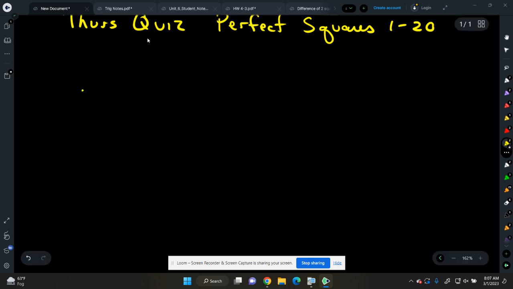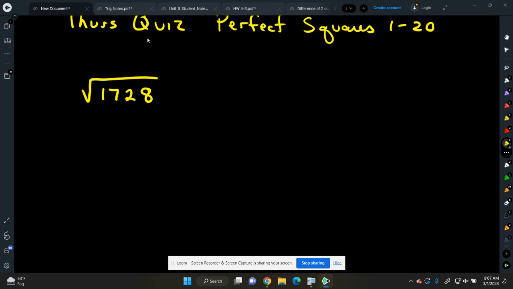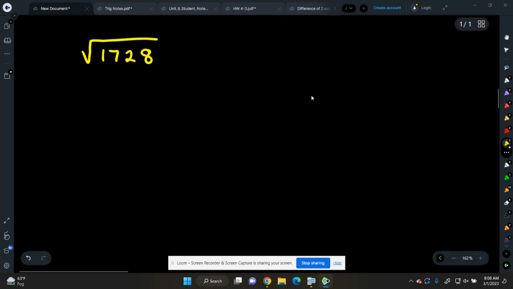So first off, the assignment said to simplify and to leave your answer in radical form. So that means I don't want decimal answers. If you give me decimal answers, I know you just plugged it into your calculator, and that's not what we're doing, right? So how do we start this? Find two numbers that multiply to equal 1,728. Any ideas?